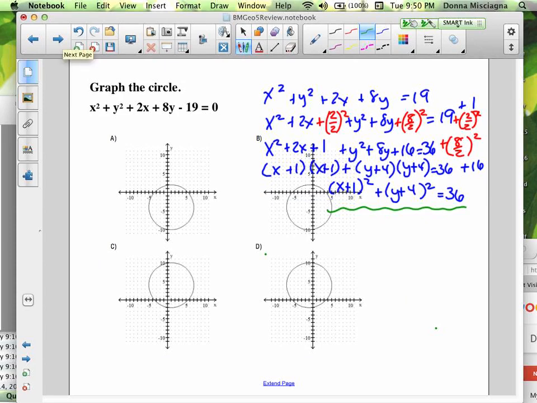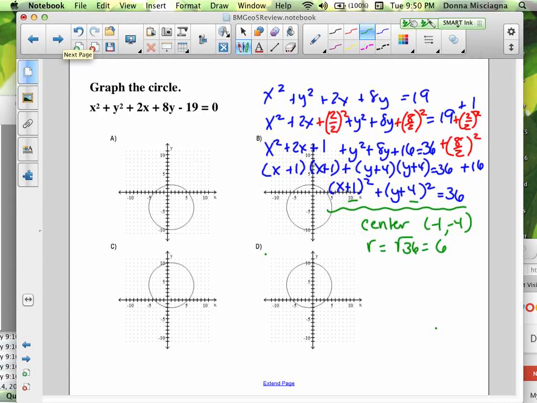All right, so now we need to identify our center. Our center is at the point -1, -4. Okay, the signs are going to be the opposite. And the radius is the square root of 36, which is 6. All right, so now we have to match it. Looks like all the radii are exactly the same, so that won't be the problem. We have to look at the center.